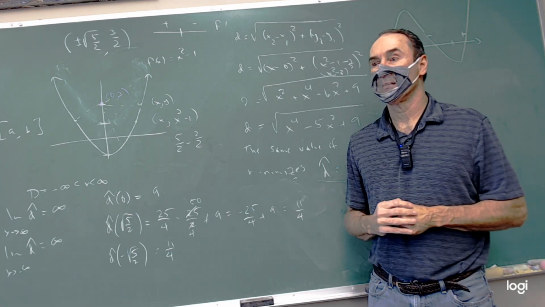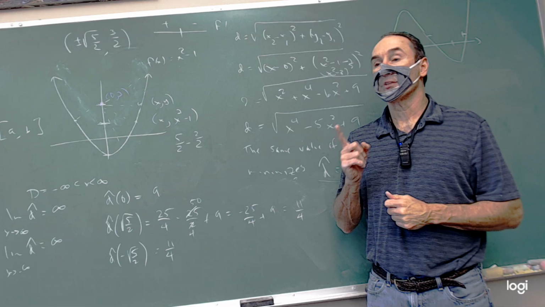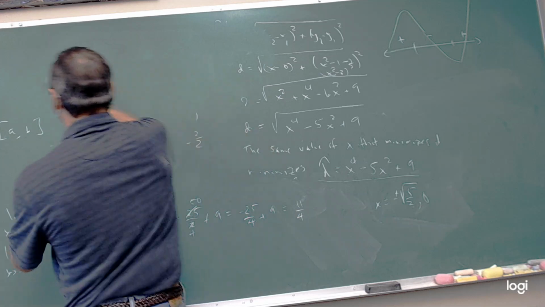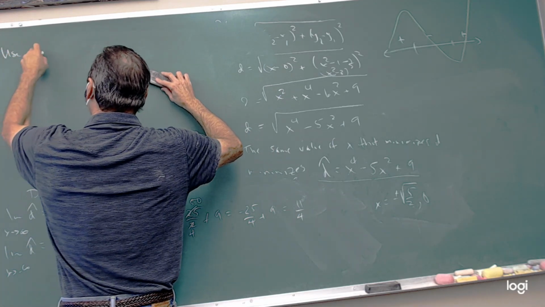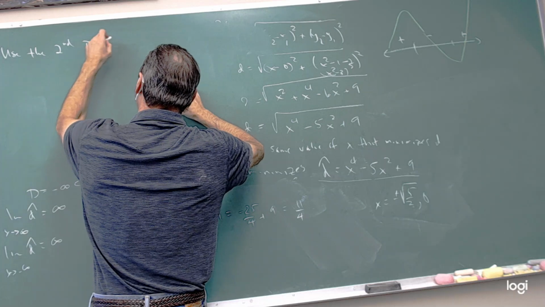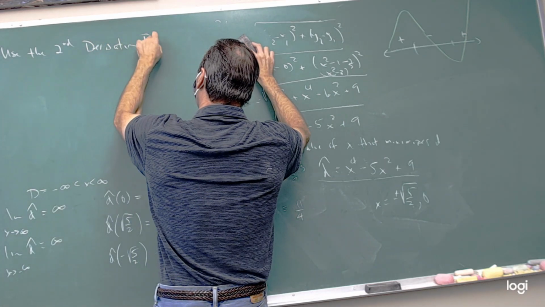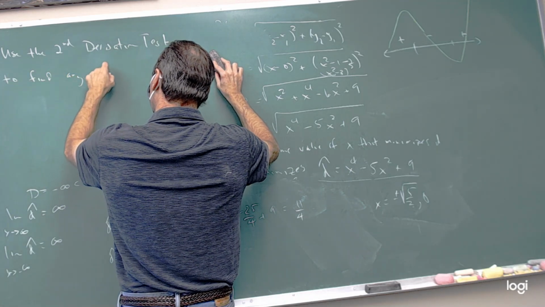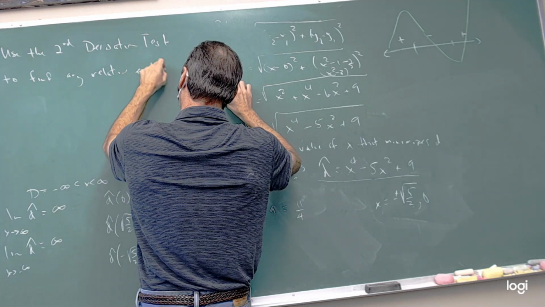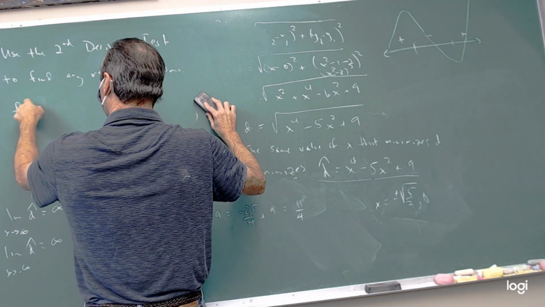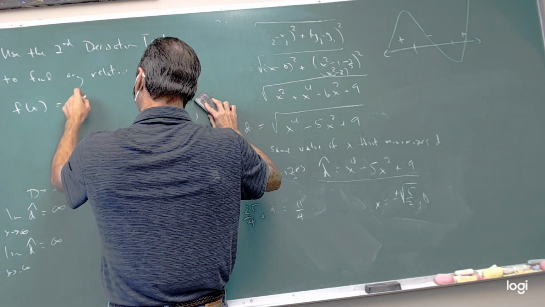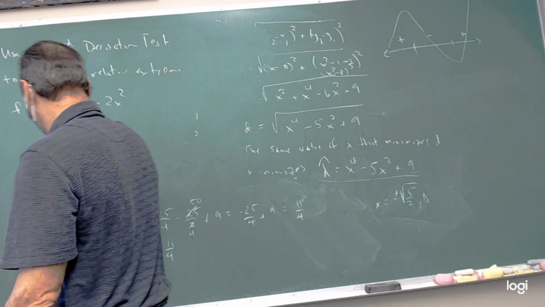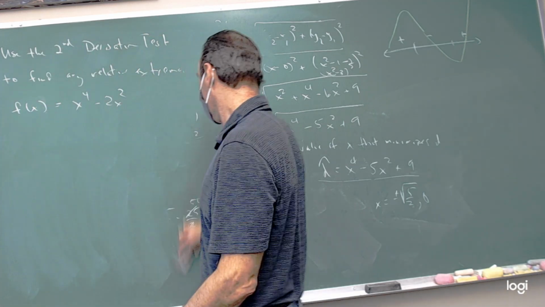We got 3 minutes. Okay. Can we just find, let's do a second derivative test. Use the second derivative test to find a relative extreme. So f of x is equal to x to the fourth minus 2x squared. You have 2 minutes. Hurry up.